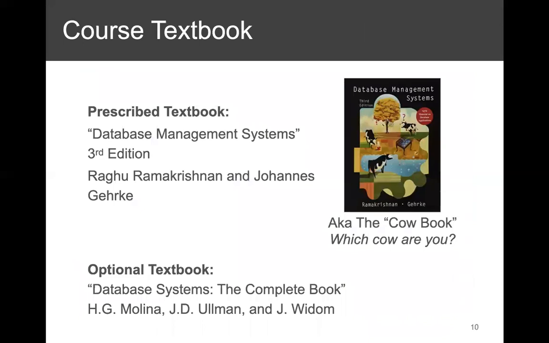Prescribed textbook. This is the book I'd like to recommend, by Raghu Ramakrishnan and Johannes Gehrke, also from the University of Wisconsin. It's also called the Cow Book. If you're interested, you could also use the Complete Book from the Stanford folks as an additional reference.